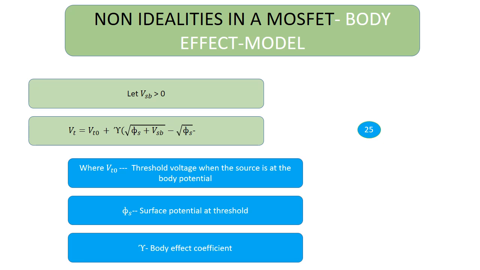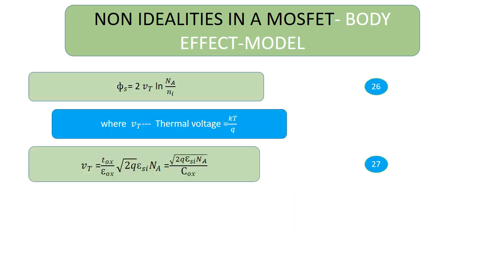Here, Vt naught is the threshold voltage which is calculated without considering the body potential. Phi s is the surface potential at threshold, and gamma is the body effect coefficient. Phi s, the surface potential at threshold, is a very important equation, and it is given by equation number 26. Phi s is equal to 2Vt ln of Na by Ni. Na is the acceptor concentration. Vt is the thermal voltage, which is equal to kT by q.